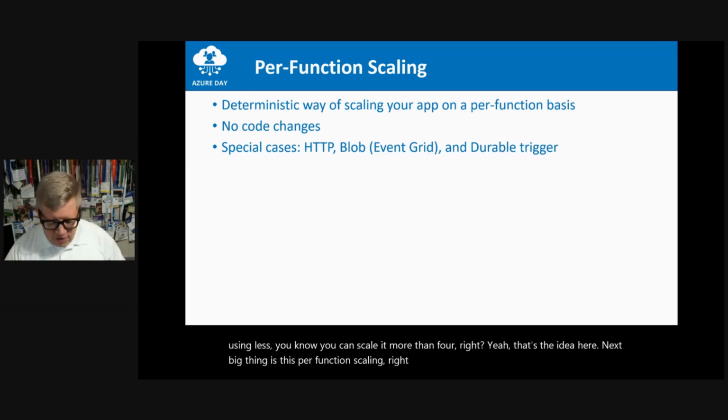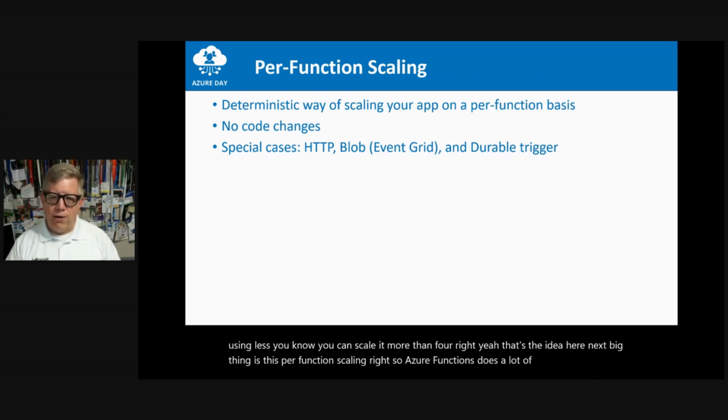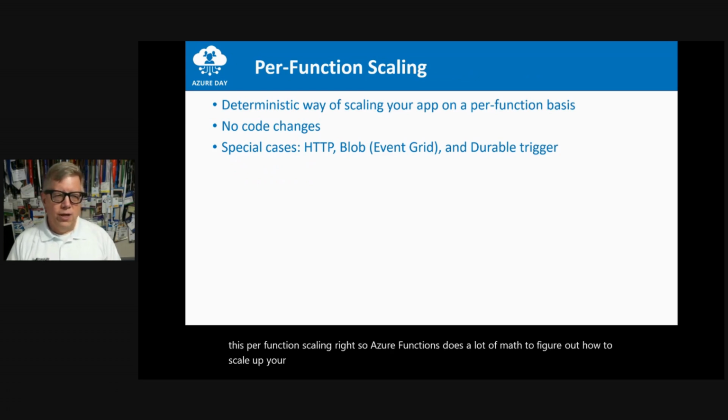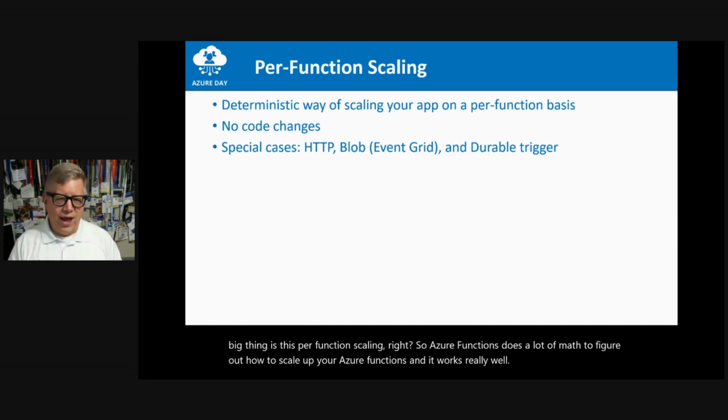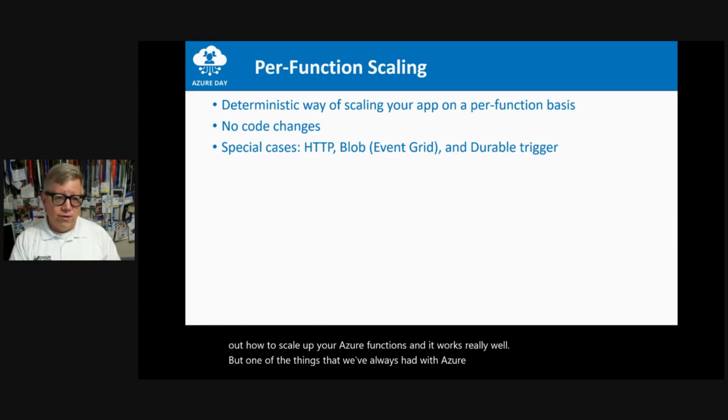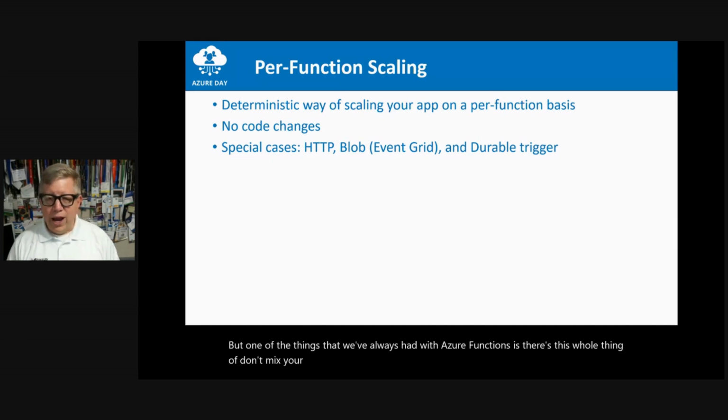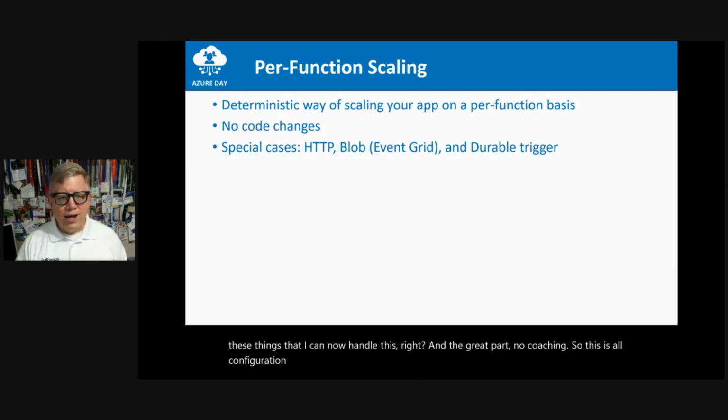Next big thing is this per-function scaling, right? So Azure Functions does a lot of math to figure out how to scale up your Azure Functions, and it works really well. But one of the things that we've always had with Azure Functions is this whole thing of don't mix your trigger types, right? And it's because scales are different. And this is one of these things that I can now handle, right? And the great part, no code changes. This is all configuration, right? It is by type, and it can be by an Azure function itself.